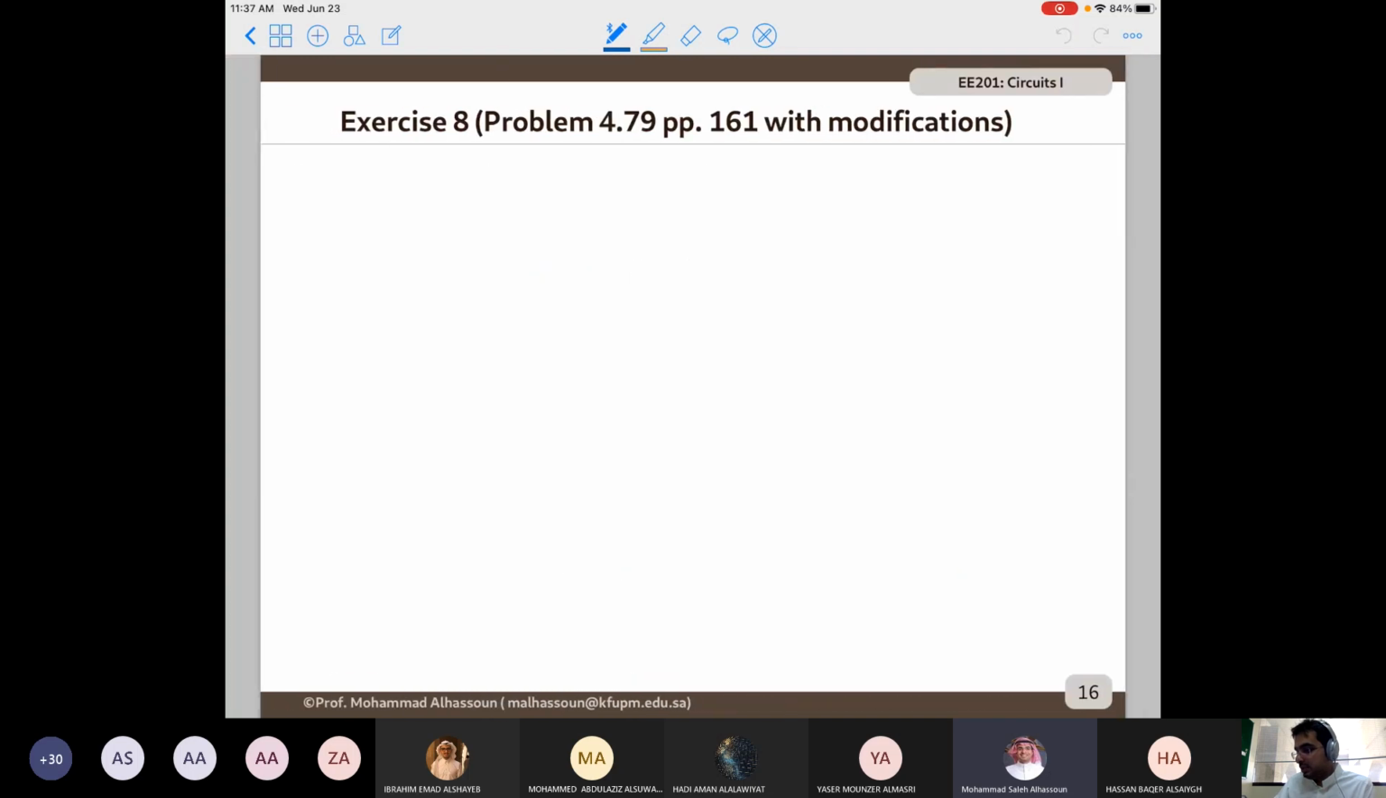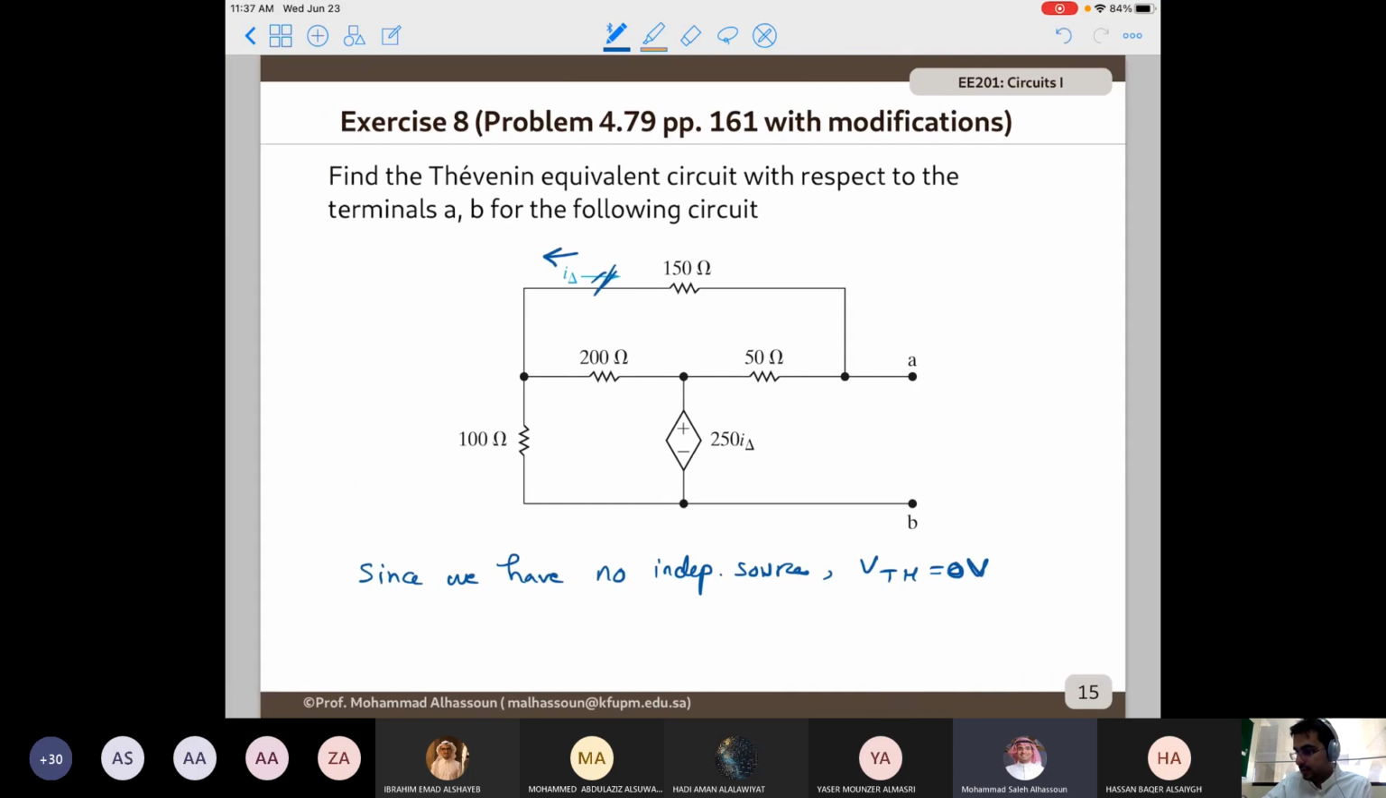Okay, I will post the solution for this problem. But just to emphasize here that we are trying to apply a test source, and I want you to review this problem, review my solution, and if you have any question, please ask me, because these concepts are very important, and we've already solved eight problems on those.